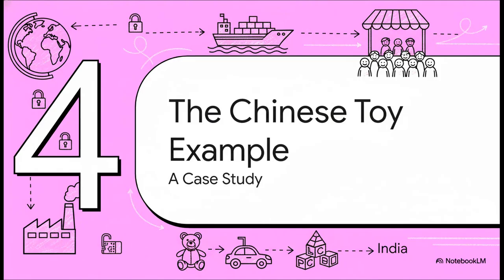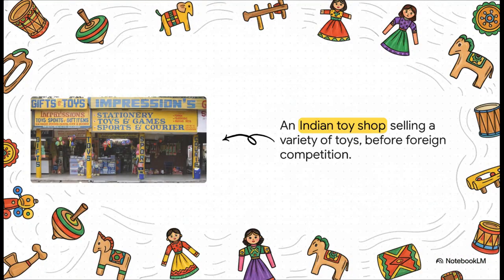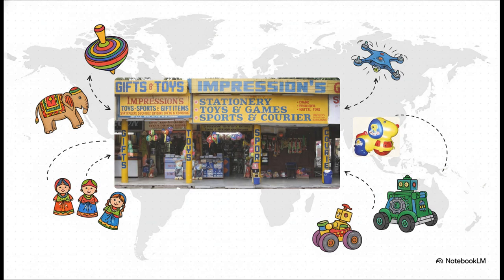Okay, talking about these ideas is one thing, but let's look at a real-world example to make everything crystal clear. We are going to take a very famous case study that you might have even read about, the example of Chinese toys entering the Indian market. I want you to imagine a typical toy shop in India, but maybe 20 or 30 years ago. What would you see on the shelves? You would probably see toys made by Indian companies, perhaps wooden toys, simple dolls, and other games made by small, local businesses. And then, something changed.